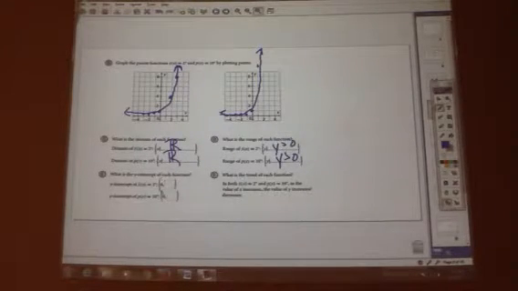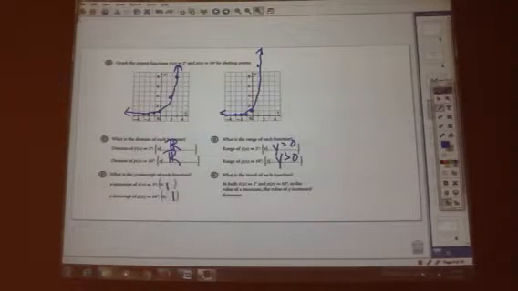What is the y-intercept on f of x equals 2 to the x power? Where does it cross the x-axis, I mean the y-axis, right here? At 0, 1. Where does this one cross the y-axis? 0, 1.